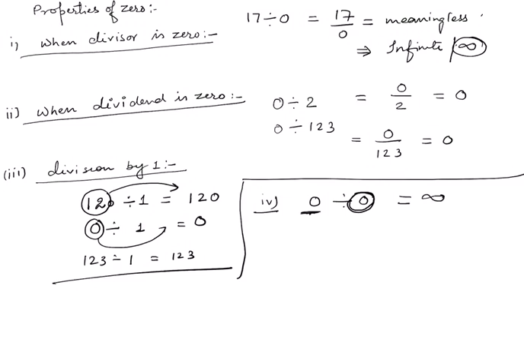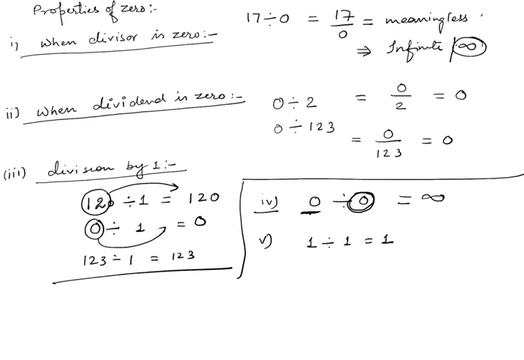One more property I'll discuss here. When you divide 1 by 1, you get quotient as 1. 1 is the only number in whole numbers, I'm talking about whole numbers, for which when you divide 1 by 1, your answer will be 1. It means that when your dividend is 1 and divisor is 1, your quotient will always be 1.